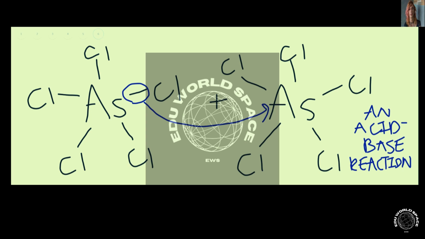is this chlorine atom and the electrons making up its bond attack the other AsCl5. So this is not the lone pair, sorry, these are the bonding electrons. These bonding electrons are the electron pair that is attacked. So AsCl5 acts as both the base and the acid. One molecule of AsCl5 is the base and the other one is the acid. So we have this acid-base reaction where electrons are donated from one AsCl5 to the other AsCl5.